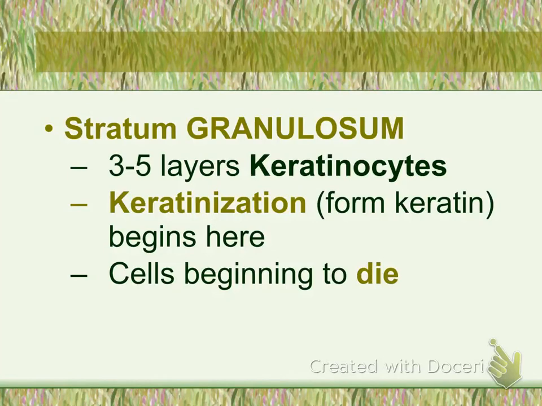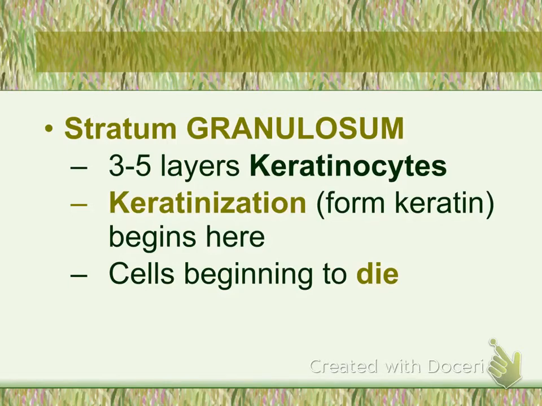The next layer up is the Stratum granulosum. This is made up of 3 to 5 layers of keratinocytes, and this is where keratinization occurs, which means that the cells start to die and take in a lot more keratin.